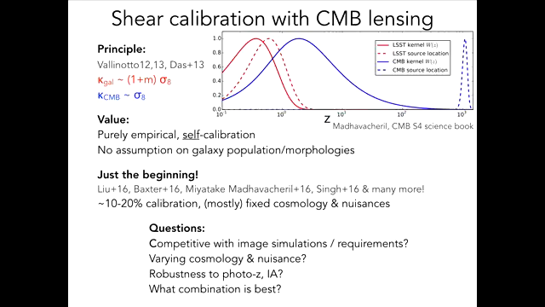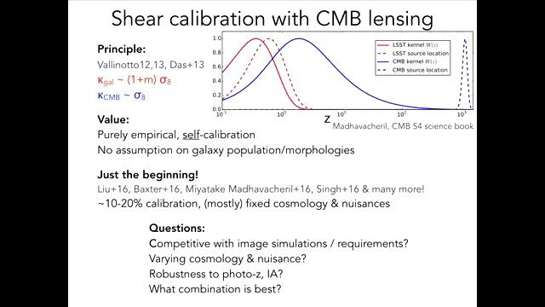Now, what's the value in this method? Well, this would be purely empirical. It would be a self-calibration in that you fit for systematics and cosmological parameters simultaneously, and you let the data tell you what they are. In particular, there's no assumption that you actually understand the galaxy population in your sample or the individual morphologies. So that's the idea, being free of these assumptions.